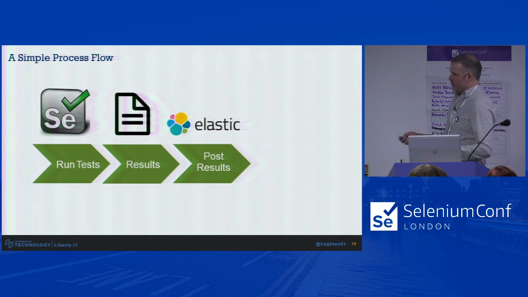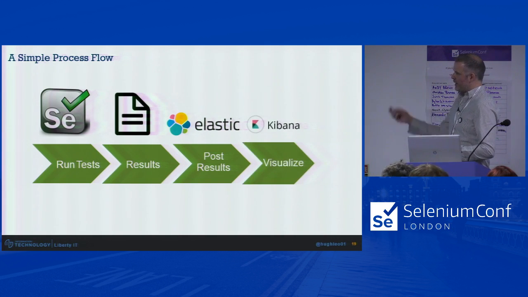So going back to the process flow, we've run our tests. We've aggregated the information in a way that's consumable by Elasticsearch. We've sent the data to Elasticsearch. And now, as I mentioned right at the start, we want to visualize this information. In this case, I'm using Kibana.